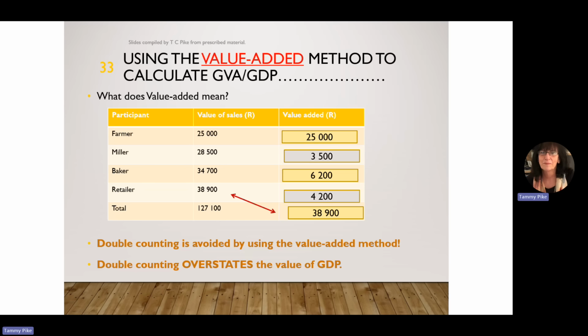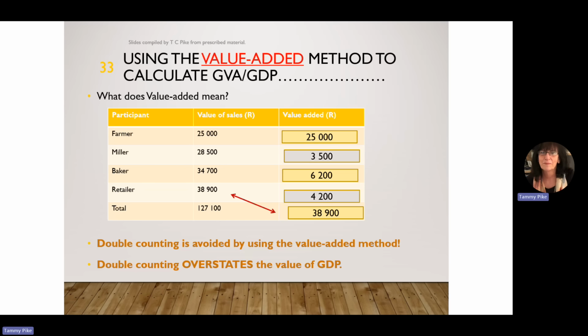And then we ask the question, how much value does the retailer, Checkers or Pick and Pay, add? And there we see they add 4,200. We add all of that together, and that will give us the final value, which is the retail value of those final goods and services. All right. So that is the value added method.